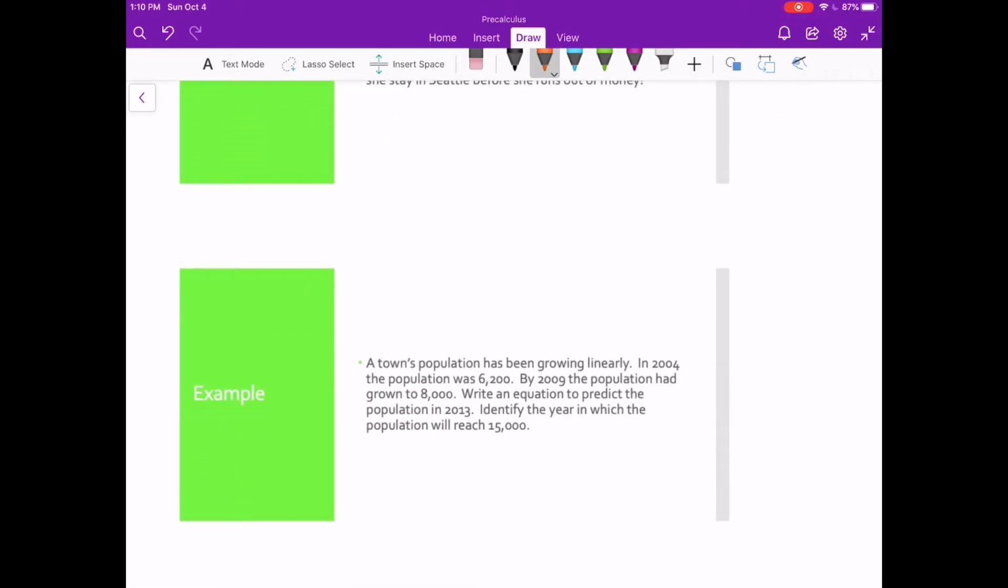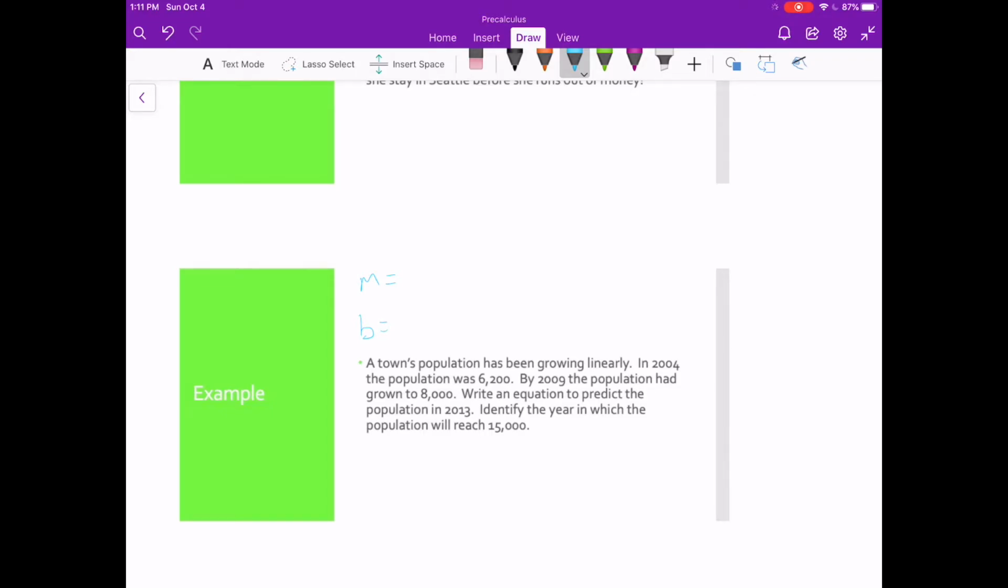A town's population has been growing linearly. In 2004, the population was 6,200, and by 2009, the population had grown to 8,000. Write an equation to predict the population in 2013. Identify the year in which the population will reach 15,000. So our first step is to write an equation. So we need a slope, and we need a y-intercept.